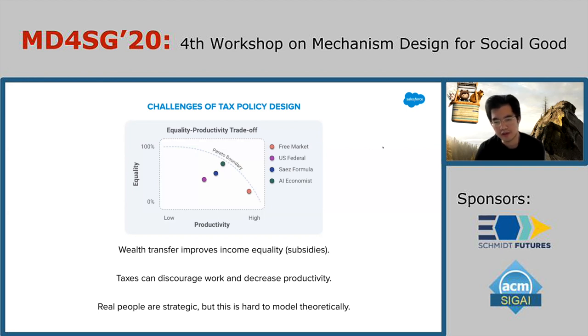The goal of this work is to find the optimal trade-off where we get as close as possible to this hypothetical Pareto boundary between equality and productivity. And we want to compare this model with other baselines that have been established, both in the real world, like the U.S. federal taxes, but also the Saez tax formula, which is a theory to compute optimal tax formulas in simplified economies.